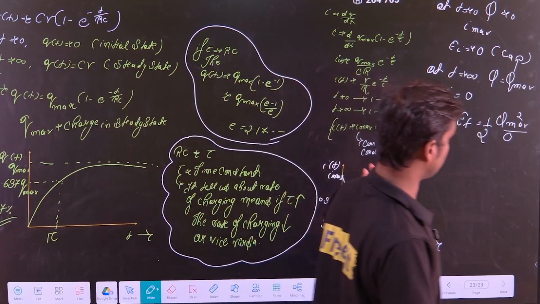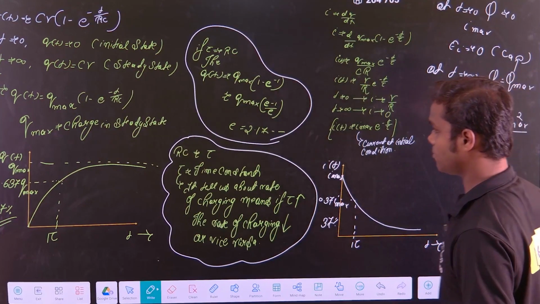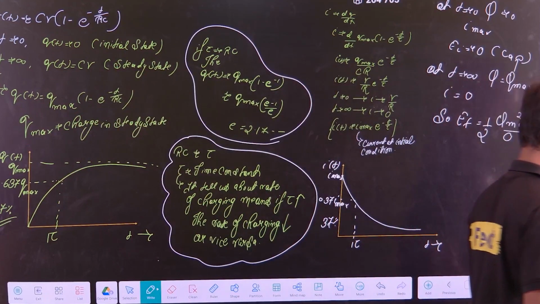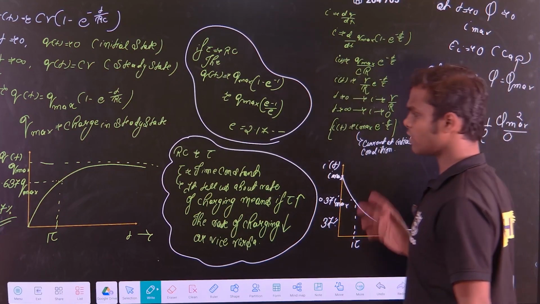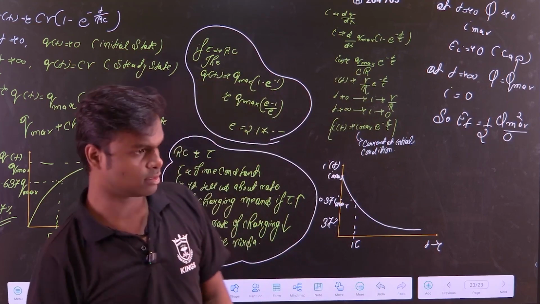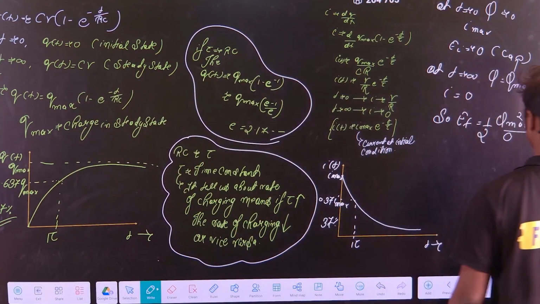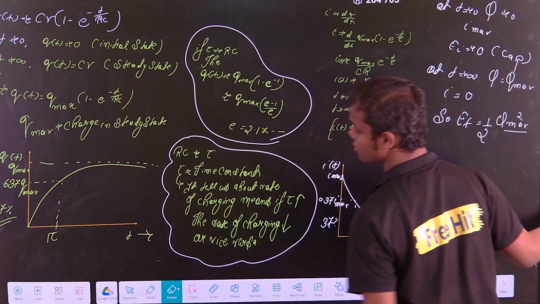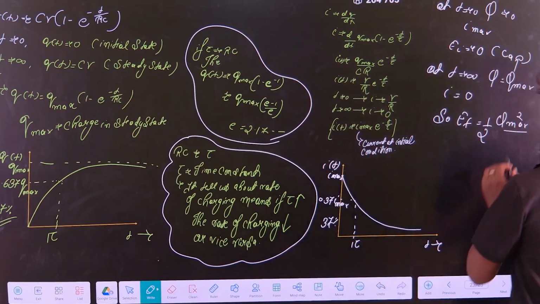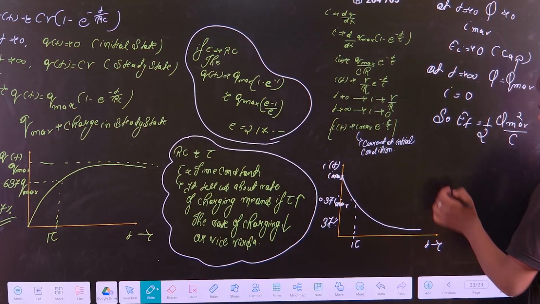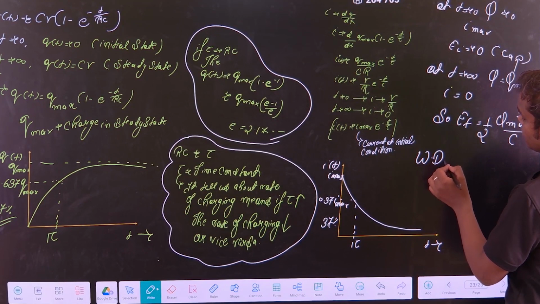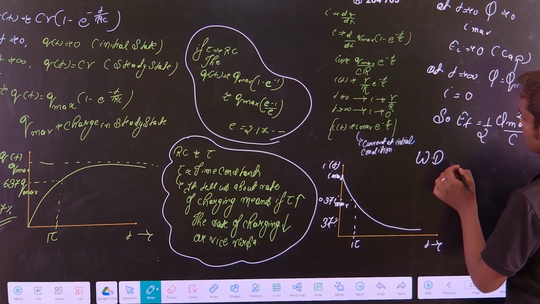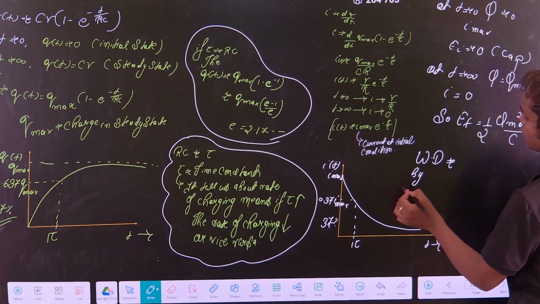Initially the charge is 0, there is no flow of charge. Now my final condition, the charge is Q max. So what is the work done by the battery? The work done by the battery is defined as CV square minus this. But you try to understand the thing. What I am trying to say here is, what is the work done by battery? First you tell me the work done by battery.